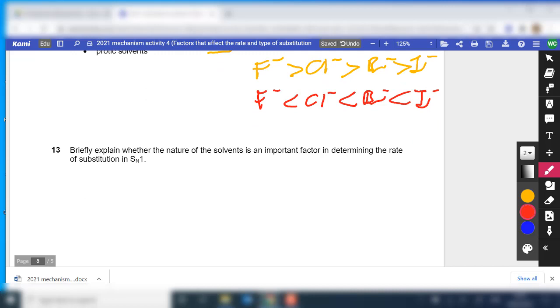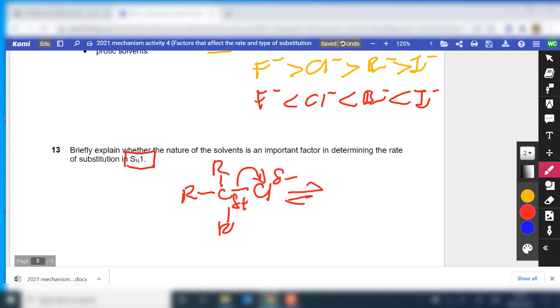Now briefly explain the nature of solvent, important effect in determining the rates of substitution for SN1. So this is correct, this SN1. You might realize for SN1, let's say I start off with a simple substrate like this with R group here, and then a leaving group is Cl. Delta plus, delta minus, this bond breaks, equilibrates to give me a carbocation.